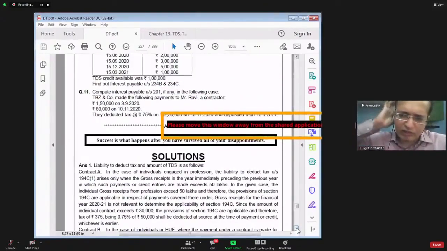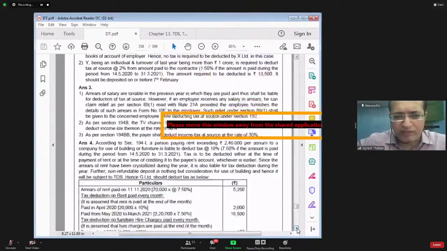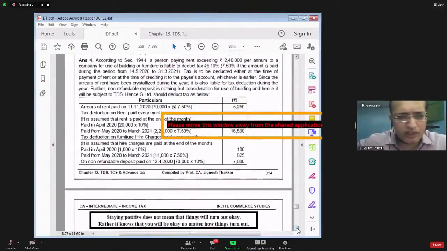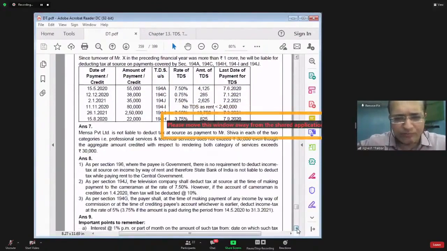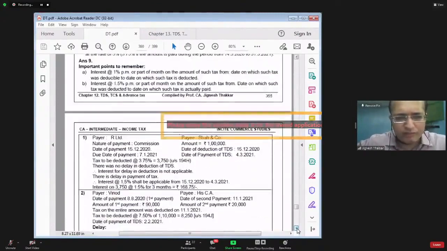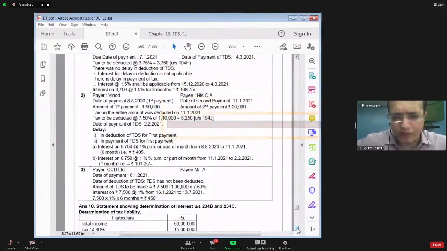First of all, this is covered by which section? Fees paid to a chartered accountant covered by which section? Section 194J. Minimum amount not liable to TDS is 30,000. Rate of TDS is what? 10%. COVID special rate is 7.5%.